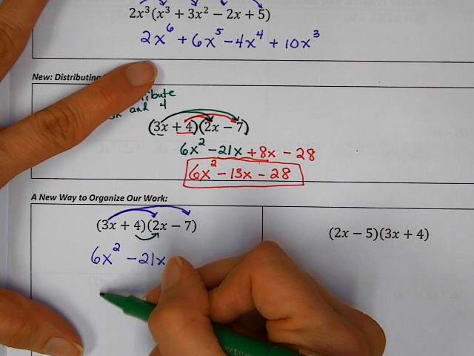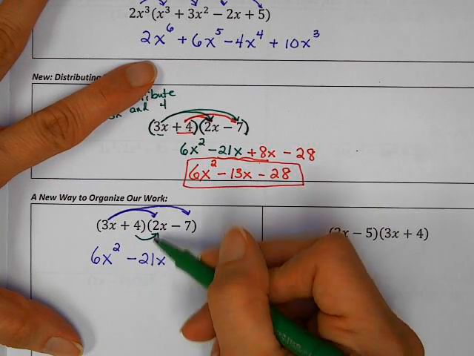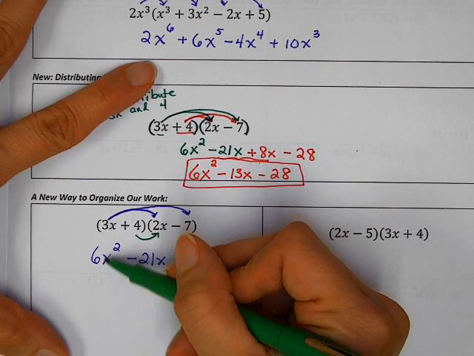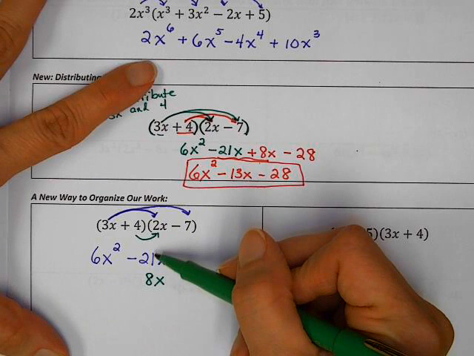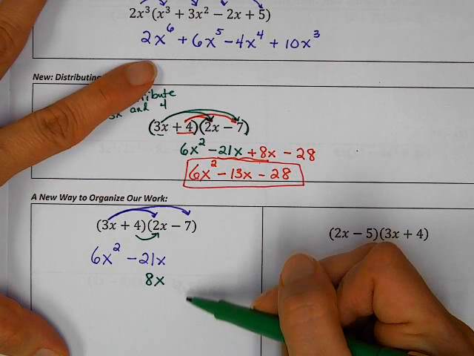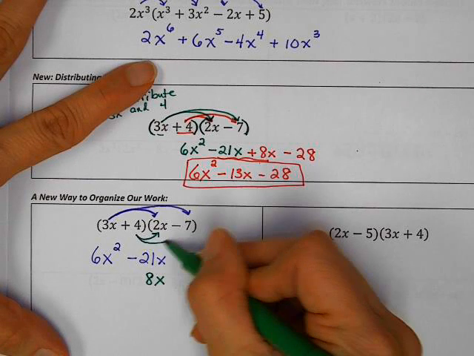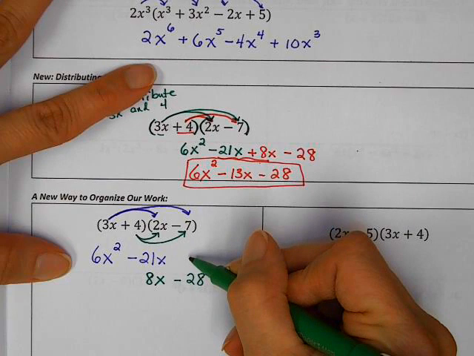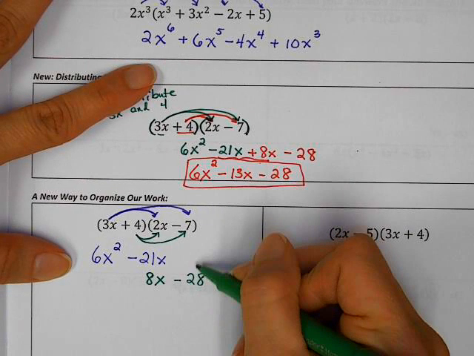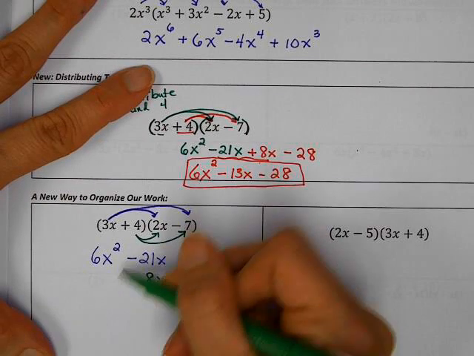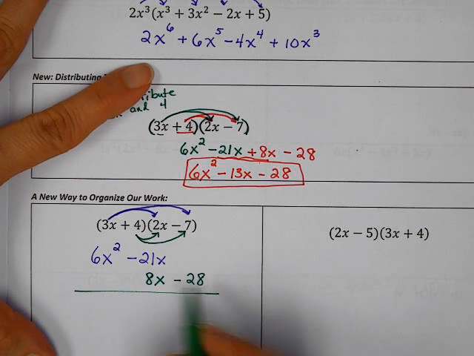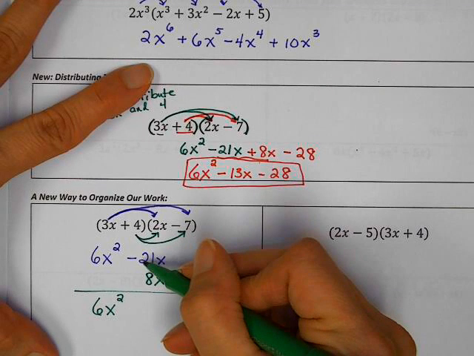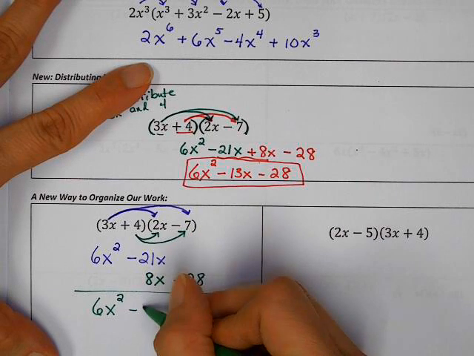I'm not going to put 8x here because this is like the x squared column. I'm going to put 8x here in the x column. So here's the column for all the squareds, and then the x to the firsts, and then here's the numbers. 4 times negative 7 is negative 28. There was no constant for my first set of distributing, so he's the only one in that column. Now, when you add up your columns, we've got 6x squared. Let's combine our x's. Negative 21 plus a positive 8 is negative 13x minus 28.